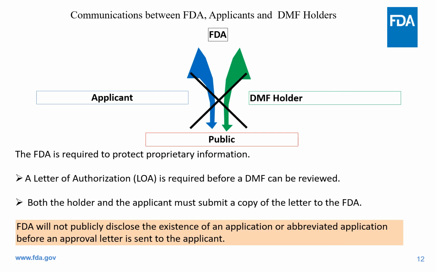Now, lastly, the FDA will not disclose even the existence of an application before an approval letter is sent to the applicant, which means that we can't tell a DMF holder that when you submit an amendment, you're holding off on an application. We cannot tell you that. This is something you may choose to discuss with the applicant, or the applicant may choose to discuss with the DMF holder. But the FDA cannot tell an applicant or a DMF holder anything about the application, nor can it tell the applicant anything about the DMF.